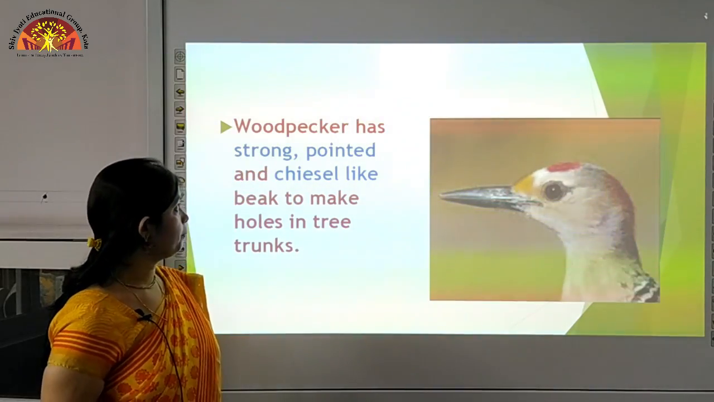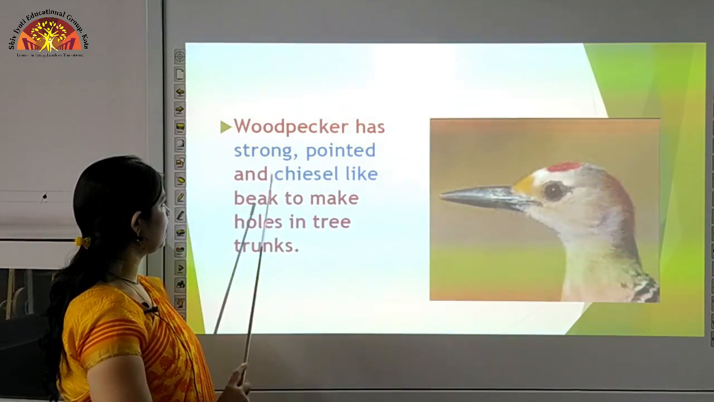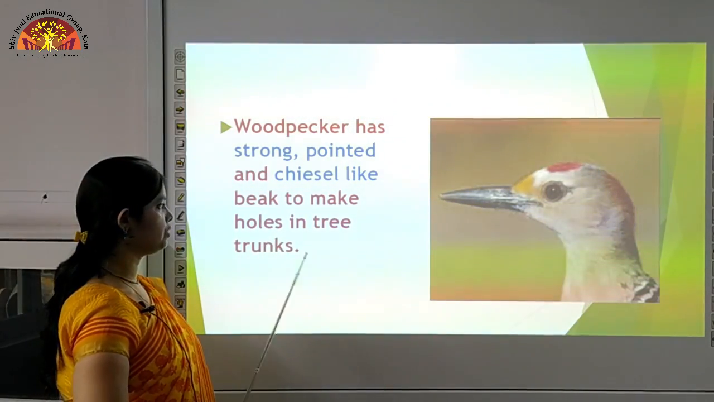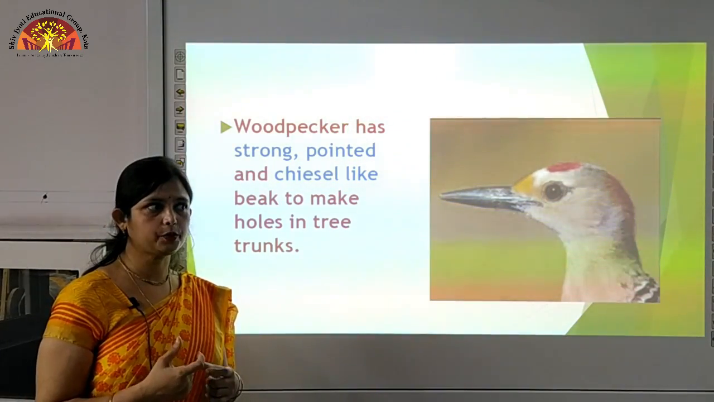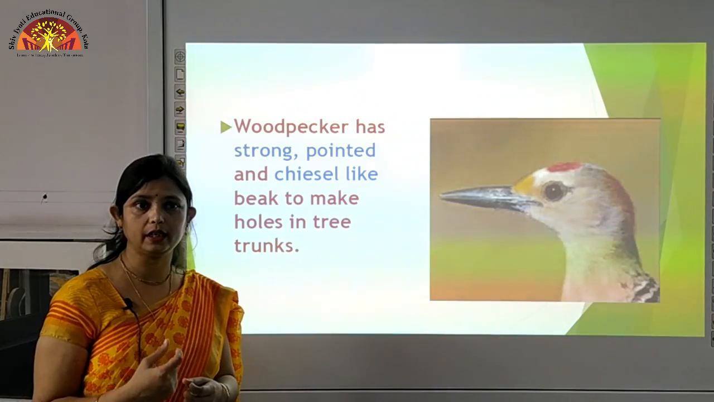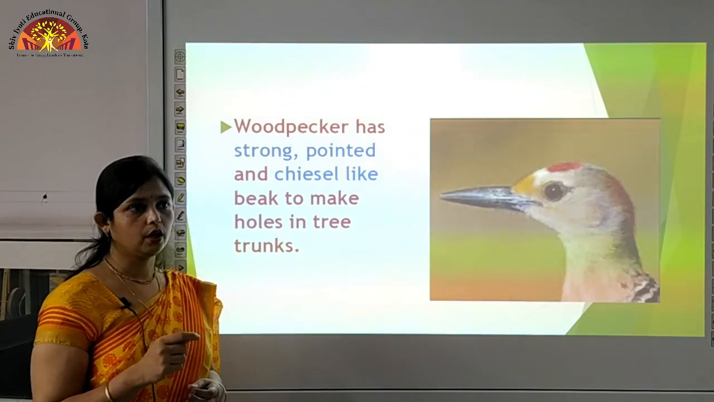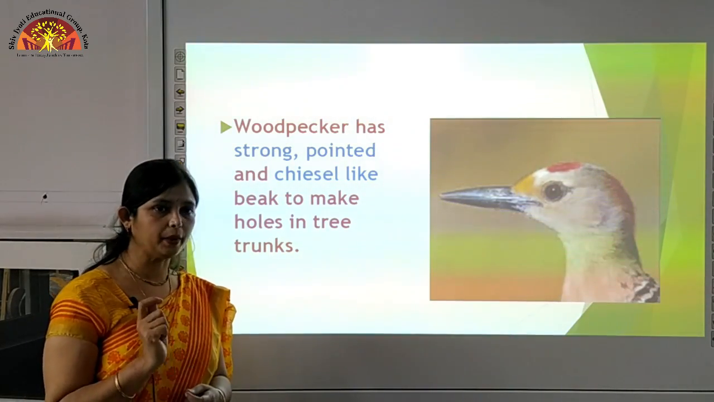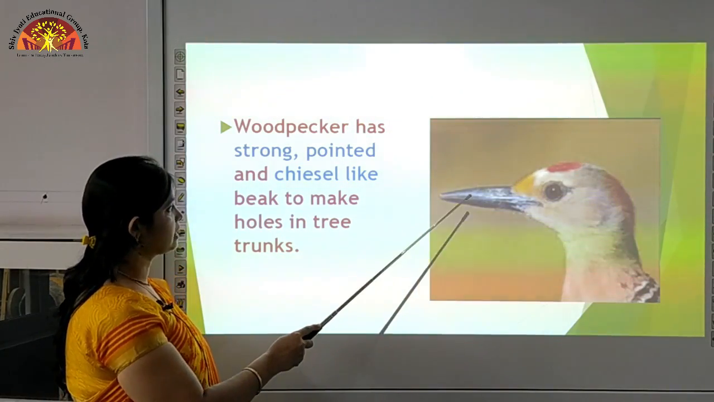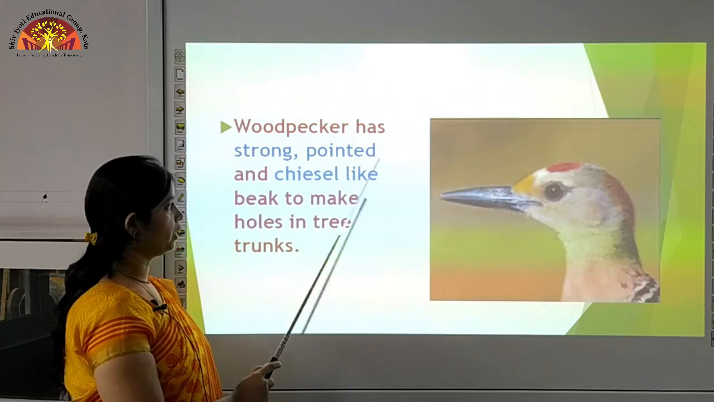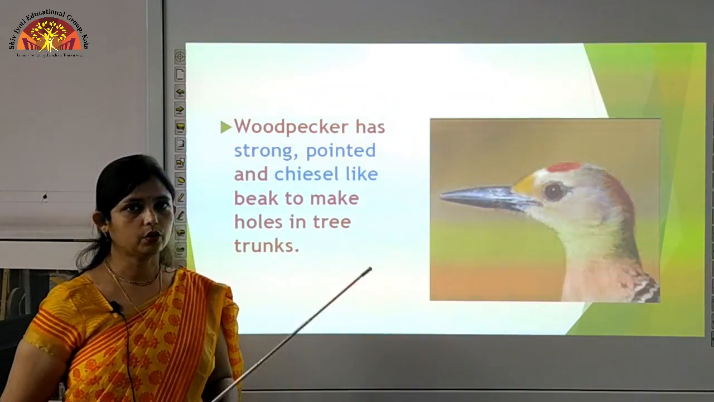Now, another example is woodpecker. Woodpecker has a strong, pointed and chisel-like beak to make holes in tree trunks. Now, chisel here means it is a tool. What is a chisel? It is a sharp tool with sharp pointed blades. Okay? It is like a pointed hammer and it is used to make holes in the wood. So, this woodpecker also has a beak which looks like a chisel. It is strong and pointed. This beak helps it to dig holes in the wood and take out the insects to eat.